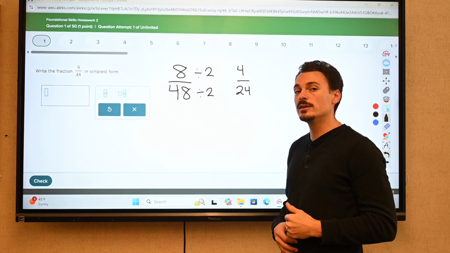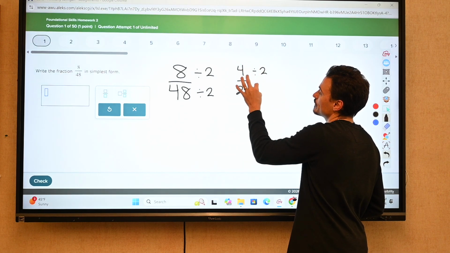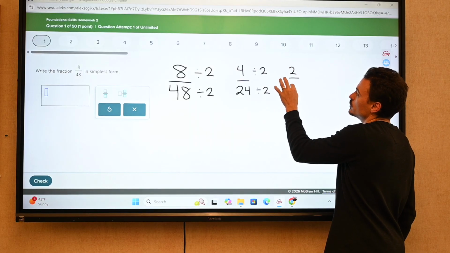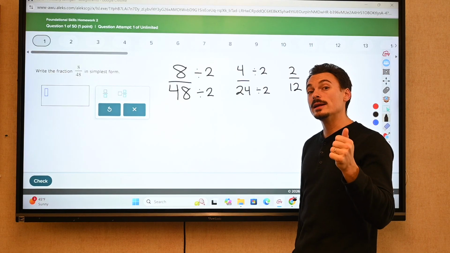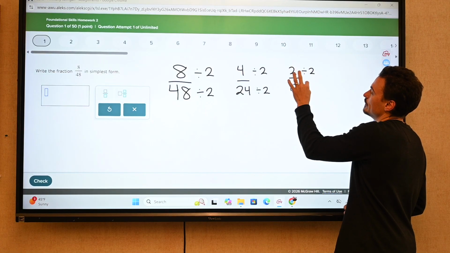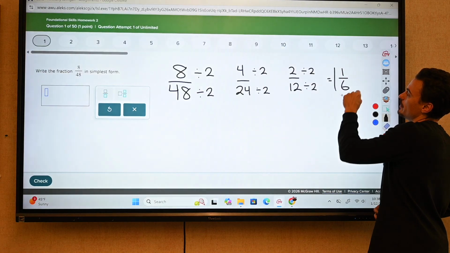And that's why I want to do it this way, is because now I'm going to show you that I could divide by 2 again. That's going to give me 2 over 12. And then I could do it again because they're even. So I can divide by 2 again. And that's going to equal 1 over 6. That would be my answer.